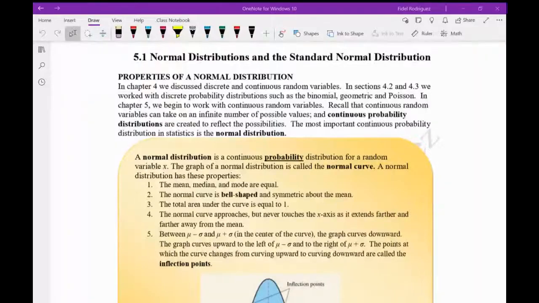Okay, so 5.1 talks about something called normal distributions and the standard normal distribution. It says here in chapter 4, we discussed discrete and continuous random variables, and in 4.2 and 4.3, we talked about discrete probability distributions such as the binomial, geometric, and the Poisson. Here in chapter 5, we're going to work with something called continuous random variables.